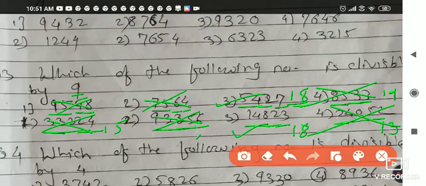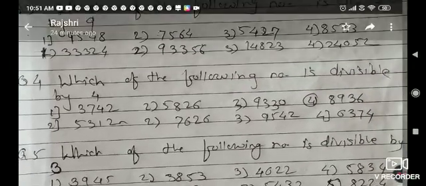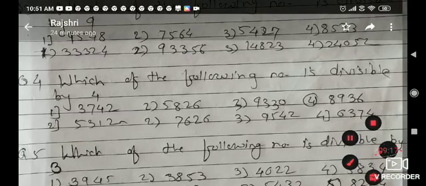In this way, orally we have to add the digits of the number and check. It's not necessary to do the addition on paper. Suppose in this example I am doing 1 plus 4 plus 8 plus 2 plus 3. You have to add it orally and check whether its sum is divisible by 9 or not. Okay. After this we will move towards the next question: which of the following numbers is divisible by 4.